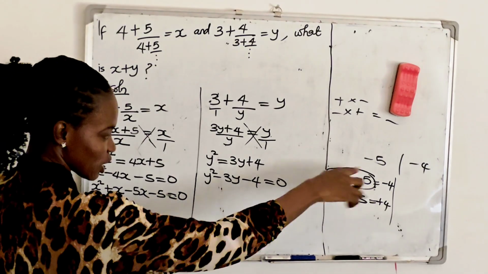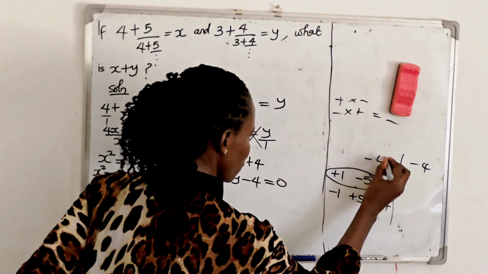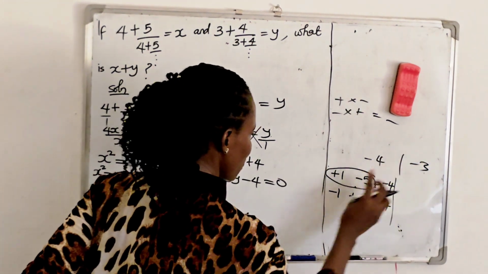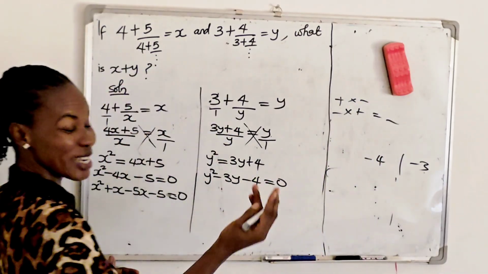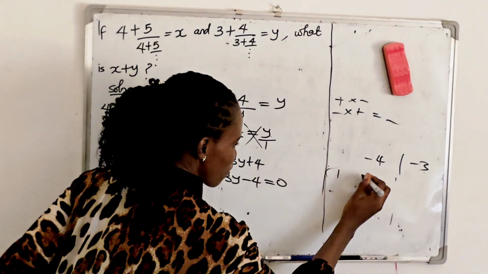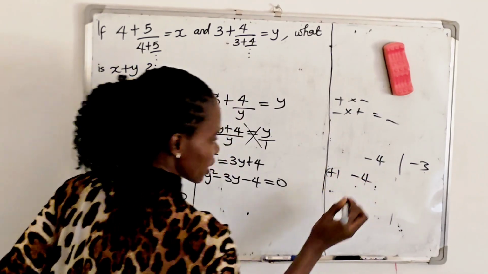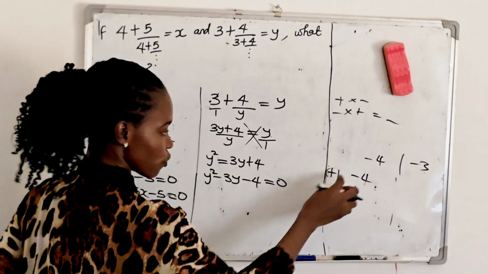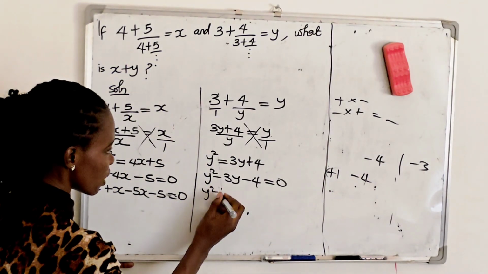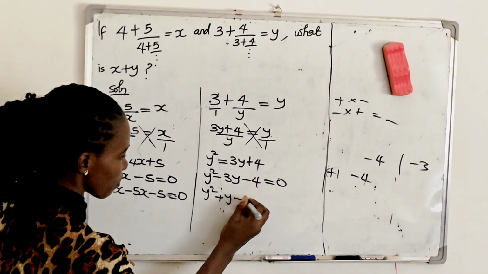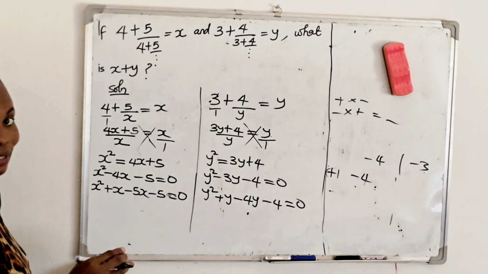If I do the same thing I did here now for minus 4 and minus 3, I have the factors that will give me 4. I have 1 and 4. So the same, positive 1, negative 4. This time this will give me minus 4. 1 minus 4 will give me minus 3. So I'm using this: y squared plus y minus 4y minus 4 is equal to 0. Are you getting it? Good.